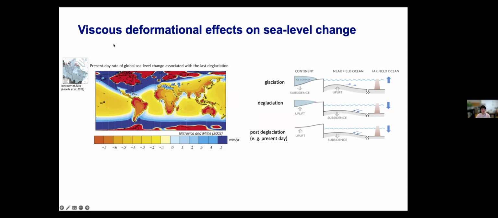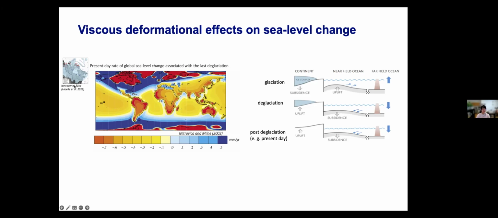So let me get into a little more detail on these viscous deformational effects on sea level change. All these GRD effects start happening immediately after the ice sheet starts evolving, and the effect goes on over a long time. As I mentioned, it depends on the mantle viscosity and lithosphere thickness. This plot shows the present-day rate of global sea level change associated with ice sheet melting since the last deglaciation. The last deglaciation started about 21,000 years ago and ended about 6,000 years ago, so there's no ice remaining at large scale in North America, for example, or in Fennoscandia.